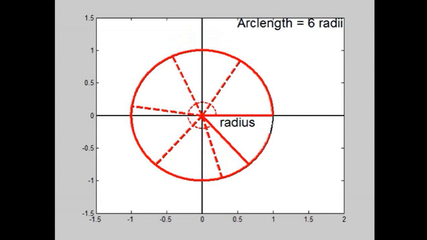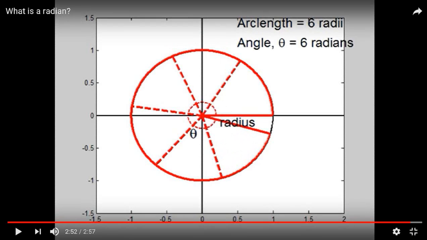So here's an arc length of 6 radii. What's the angle going to be? Quick, before they say it. What's it going to be? 6 radians. 6 radians does not go all the way around.